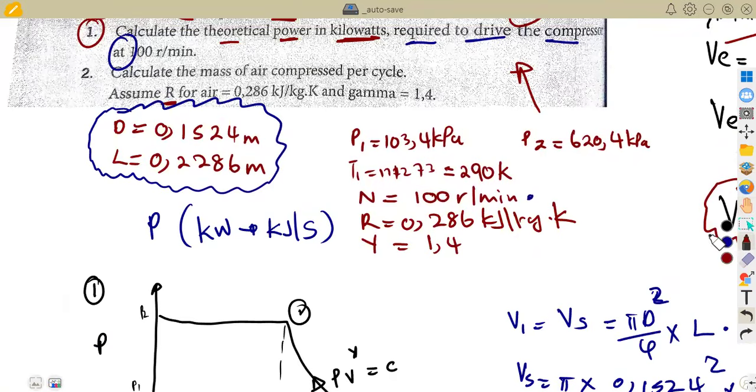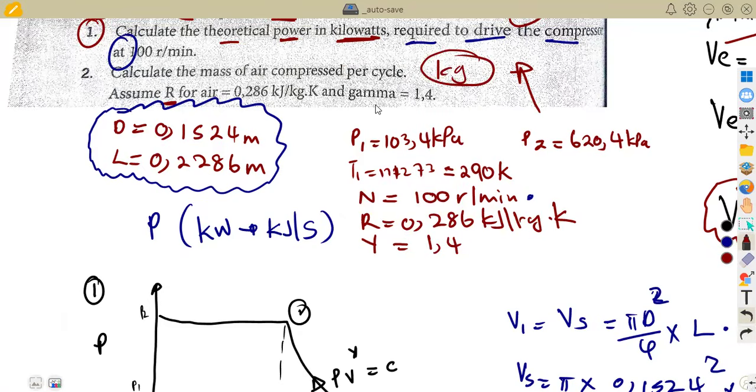Now they want us to find this on question 2. Take note of what they are saying here. Calculate the mass of air compressed per cycle. I said per cycle does not affect anything. It simply means calculate the mass of air in kilograms.